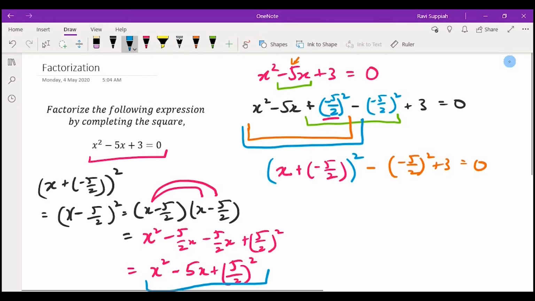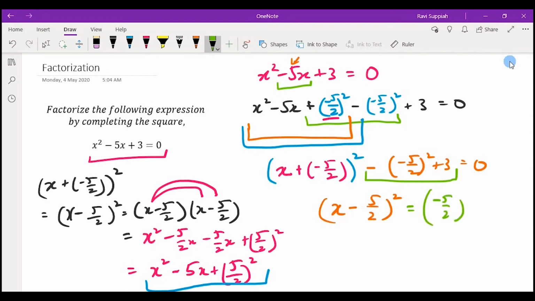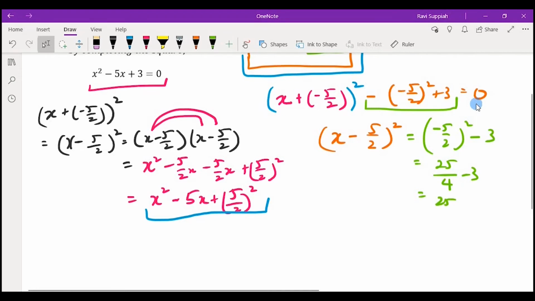Now what is the next step? We keep x minus 5 over 2 squared, and these two terms we bring over to the other side. So the minus becomes plus: plus (5 over 2) squared, and the plus 3 becomes minus 3. So this equals 25 over 4 minus 3. With simple fractions, 25 over 4 minus 12 over 4 is 13 over 4. So this is your x minus 5 over 2 squared.